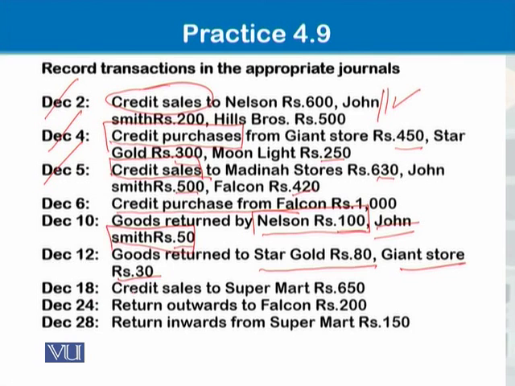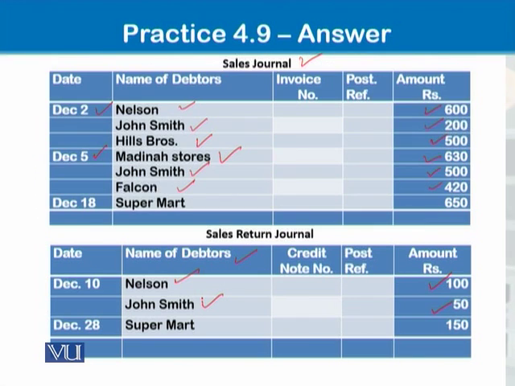Well, on 18th of December, credit sales to Supermart 650. This would be recorded in, because it is credit sales, yes, sales journal. So sales journal, Supermart, December 18, 650.